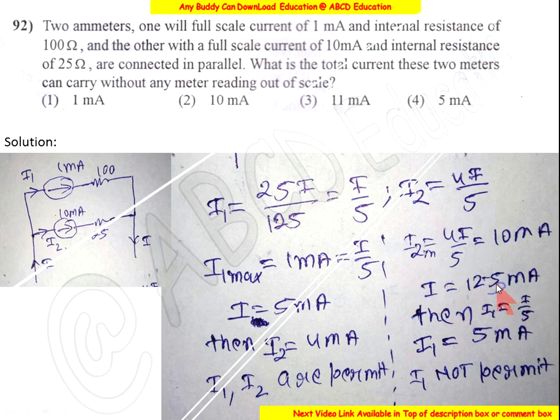If this value is put in the equation, then we get I1 equals 2.5 milliampere. This I1 value cannot be permitted because the maximum value is 1 milliampere. So I1 is 1 milliampere in this case, and I2 equals 4 milliampere. These are permitted. So the answer is 5 milliampere. The correct option is 4.